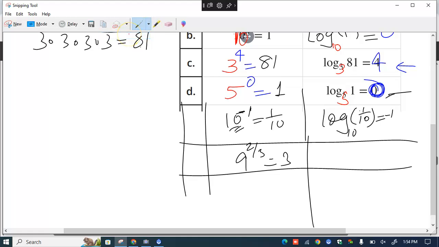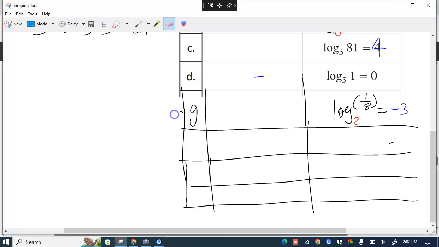So the red color 9 is the base, so I have to put the log base 9 of 3 is 2/3. In the question number G, they gave us the log form. In the log form, the base is 2 here, so I'm going to use 2 raised to the blue, which is minus 3. This is the exponent, so that will go up to 2. And the answer here is 1/8, so this is like 1 over 8.